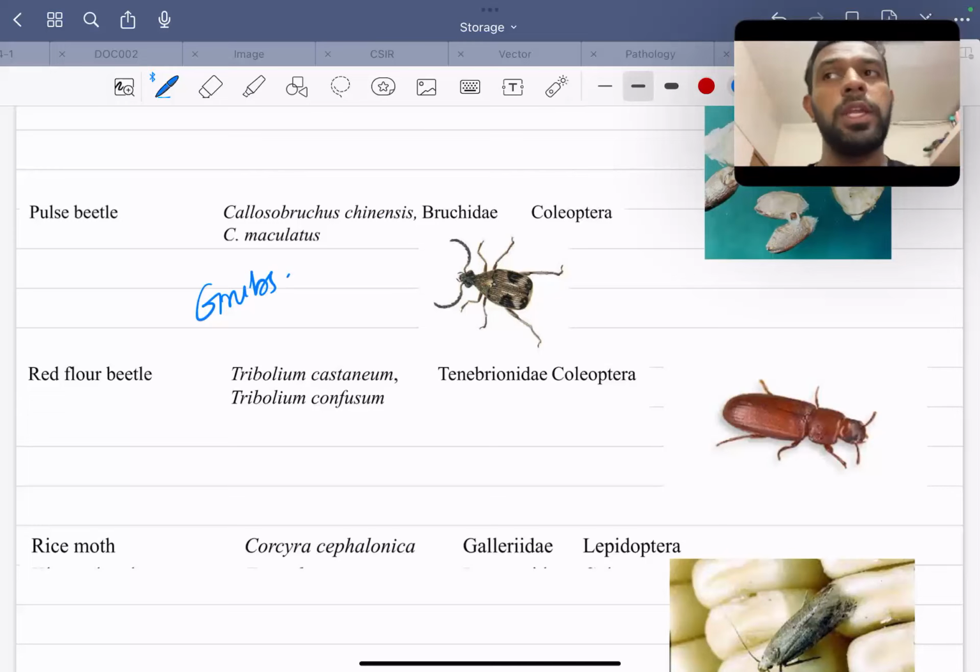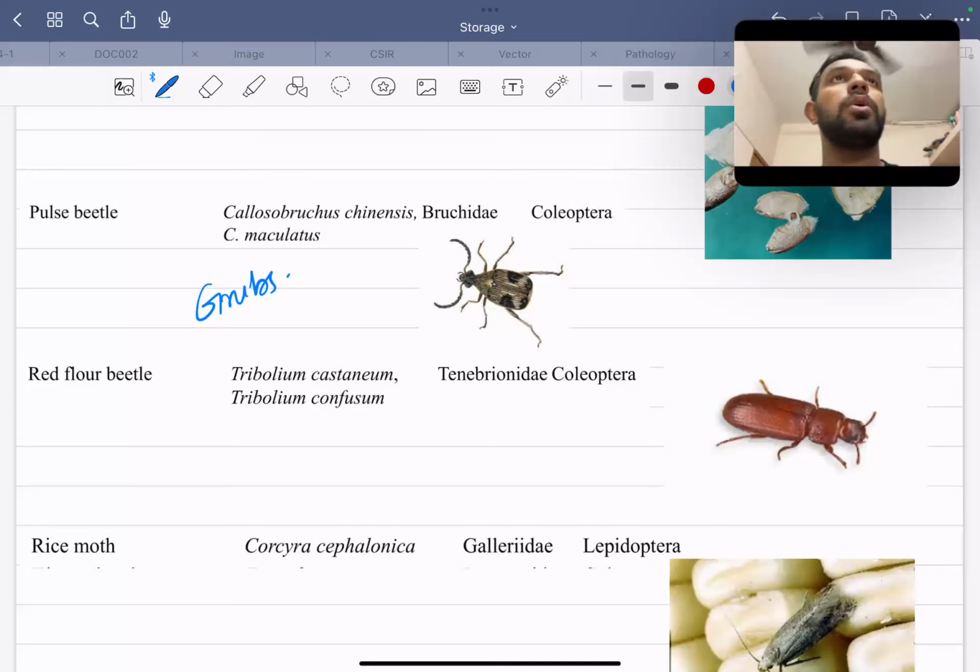If you are considering flour, after the grain is powdered and all, this becomes a primary pest there. And when you are considering whole grains, it becomes a secondary pest, because here they are attacking the powdered form, or not properly sound grains actually. So they feed on these milled grains.